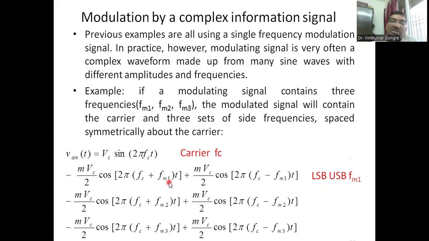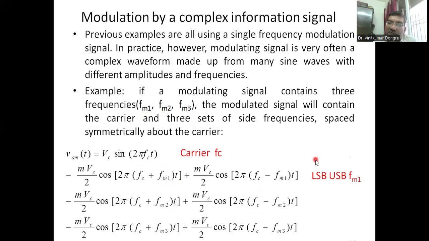Because three components are there, three modulating frequencies are there. So we call this FM1. And here we have FC minus FM2, same formula. So this is the first frequency component, very first FM1. So this is FC plus FM1, FC minus FM1. So lower and upper sideband of FM1.